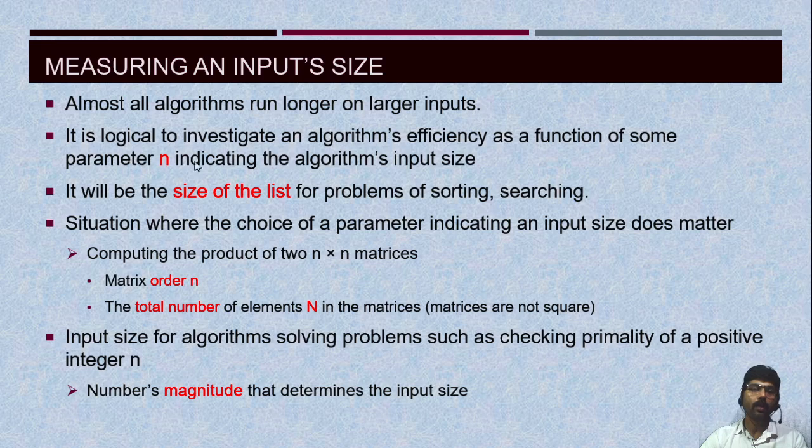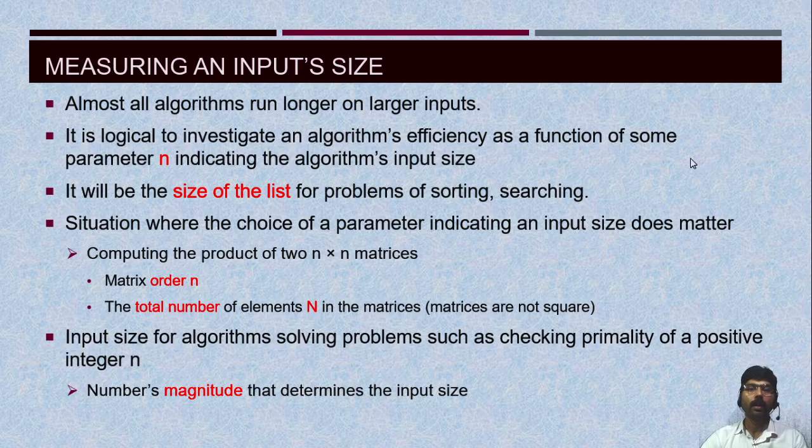It's logical to investigate an algorithm's efficiency as a function of some parameter n indicating the algorithm's input size. That means we calculate the efficiency by some function. For that function, we are giving an input as n.